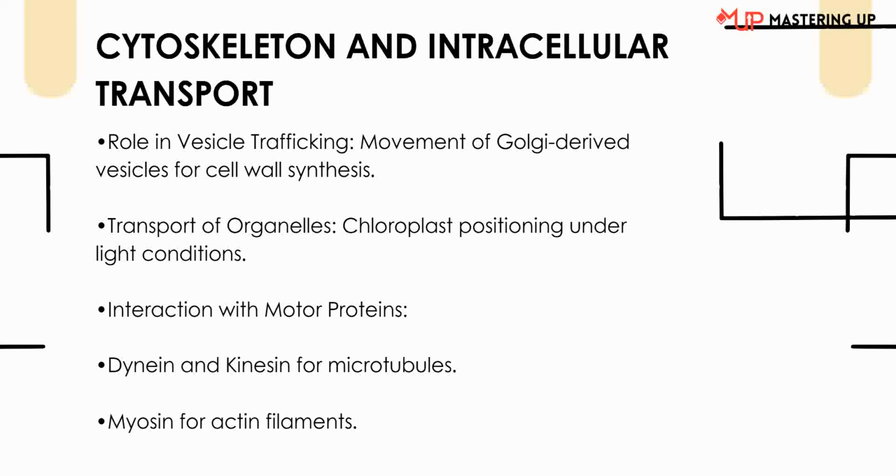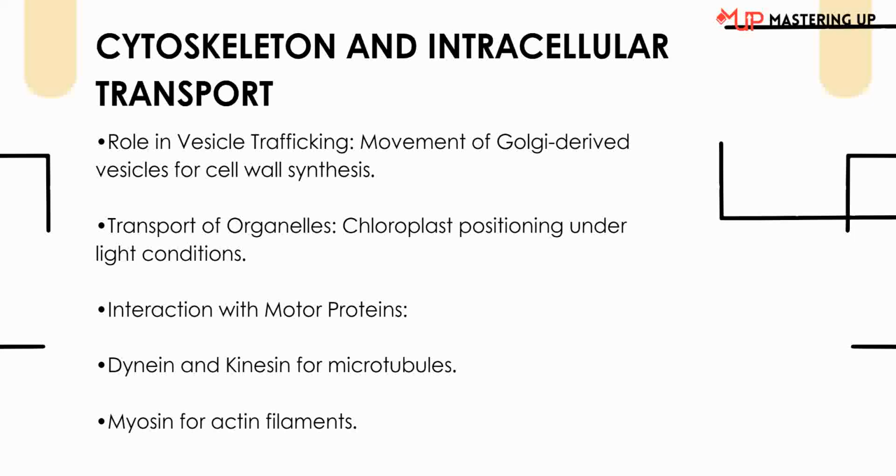First is the role in vesicle trafficking, the movement of Golgi derived vesicles for cell wall synthesis. The cytoskeleton is, as we all know, essential for transporting vesicles that originate from the Golgi apparatus. These vesicles carry material necessary for cell wall synthesis, such as cellulose, hemicellulose or pectin, to the plasma membrane. The vesicles move along the cytoskeleton networks, particularly microtubules and actin filaments, ensuring that materials are correctly delivered to the appropriate location of cell wall construction.